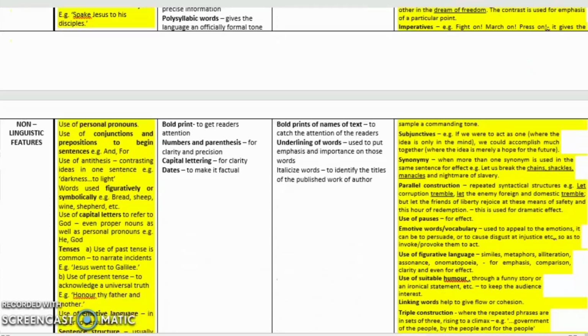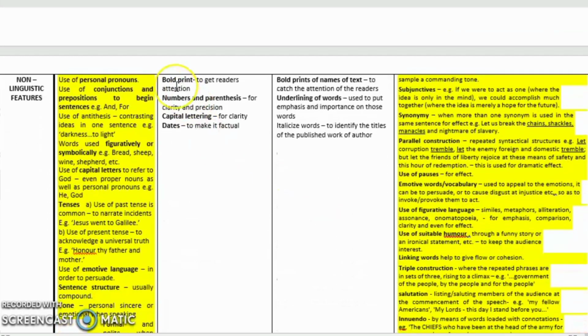All right, moving on. Now let's look at non-linguistic features. Non-linguistic features, they are the bold print. They are to get the reader's attention. Now this is a common occurrence for all your registers. If they have a bold print or a print that is given heavy lettering, they are there to get your attention. Or they can also sometimes note some kind of importance. So you have to take notice of it.